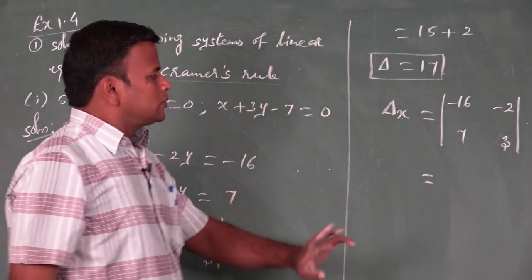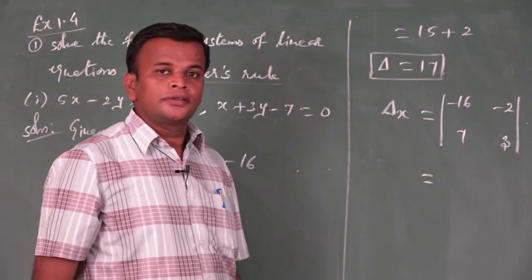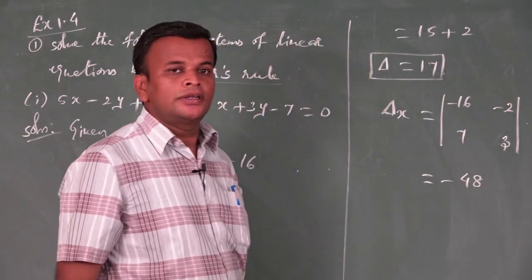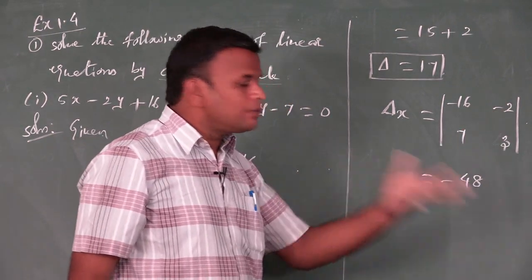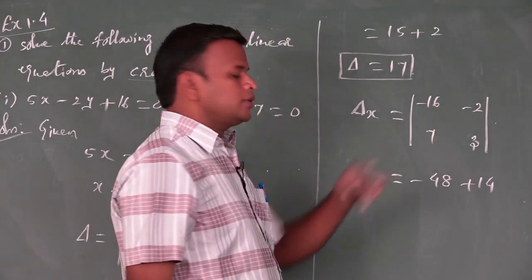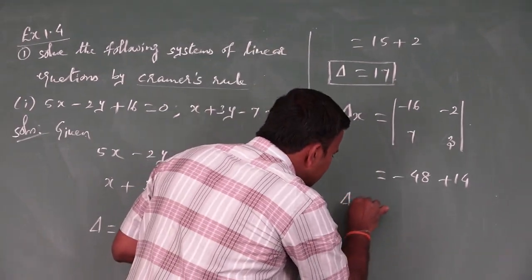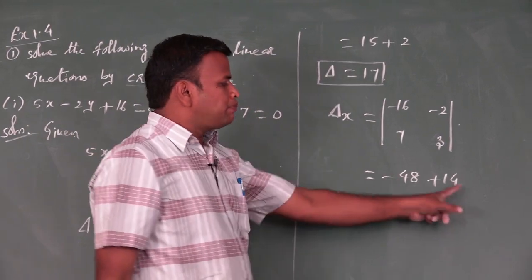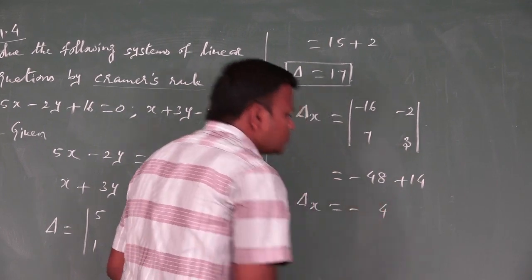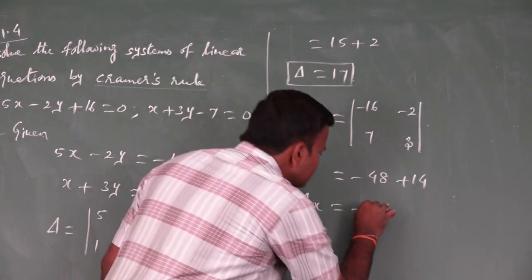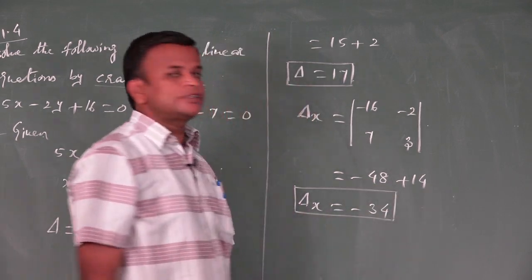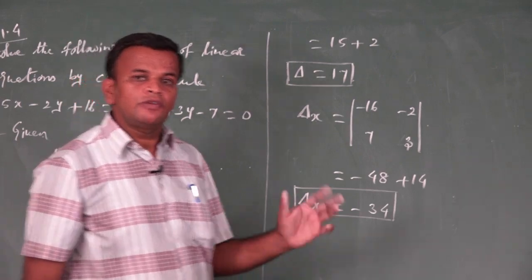Now we multiply this. Minus 16 into 3 is minus 48. Then we multiply the other two elements with a minus sign. So minus and minus is plus 14. So the value of del x is minus 48 plus 14. The bigger number is negative, so the answer is negative: 48 minus 14 is 34. So the value of del x is minus 34. After finding del x, next we find del y.